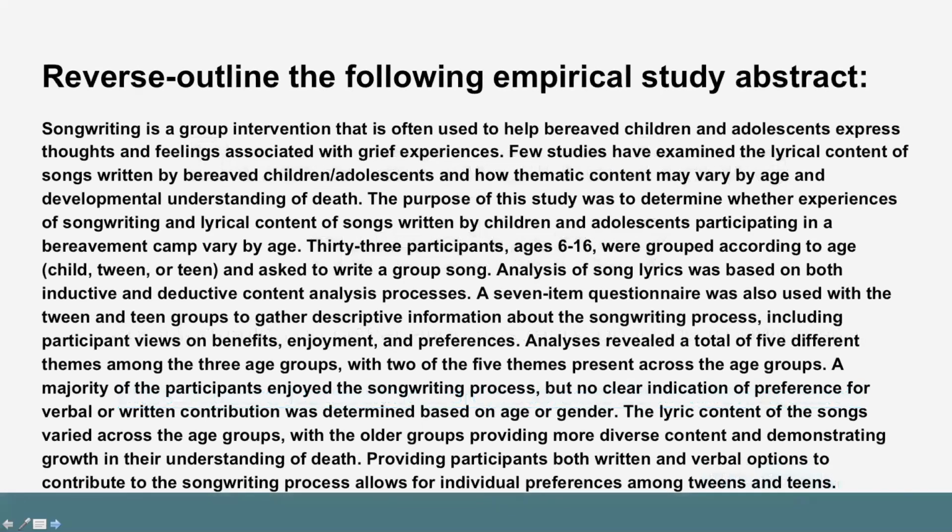Okay. So this first one is an empirical studies abstract. What I would like you to do is go ahead and look for these components. You want to look for the background, the purpose, participants, methods and materials, findings and results, and conclusions. Those are the basic things that we generally expect to see in an APA empirical study abstract, which this is. So go ahead and take a moment to reverse outline this abstract and label those different components. Go ahead and pause the video while you do so.